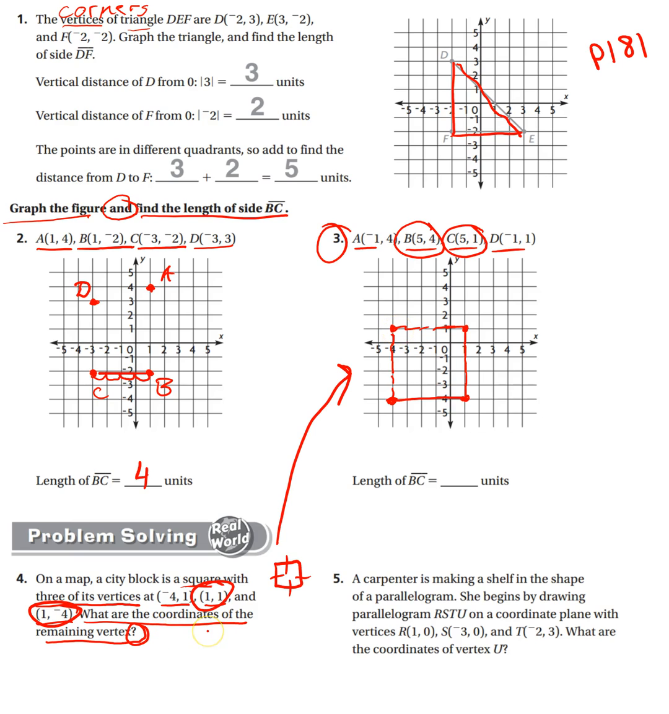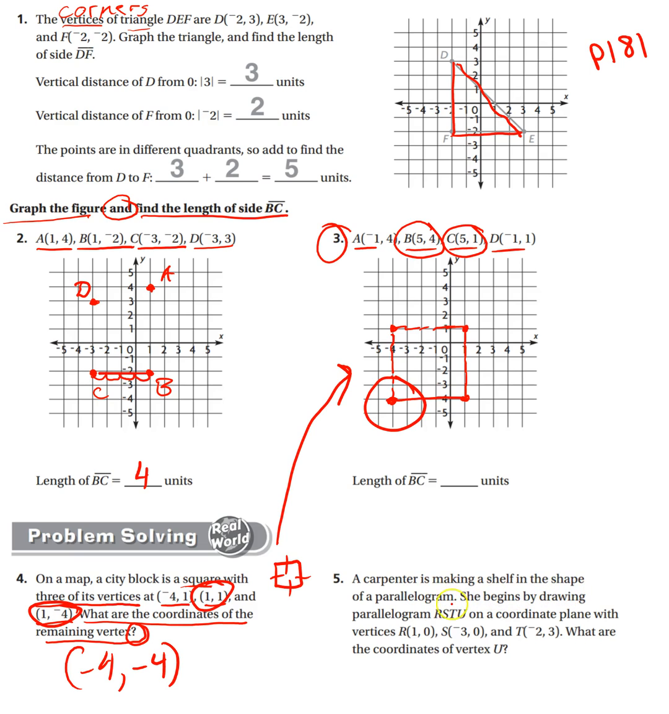What are the coordinates of the remaining vertex? So what are the coordinates of this point? Well, if I started at 0 to get here, I would have to go to the left 4, and then down 1, 2, 3, 4. Okay. All right, number 5.